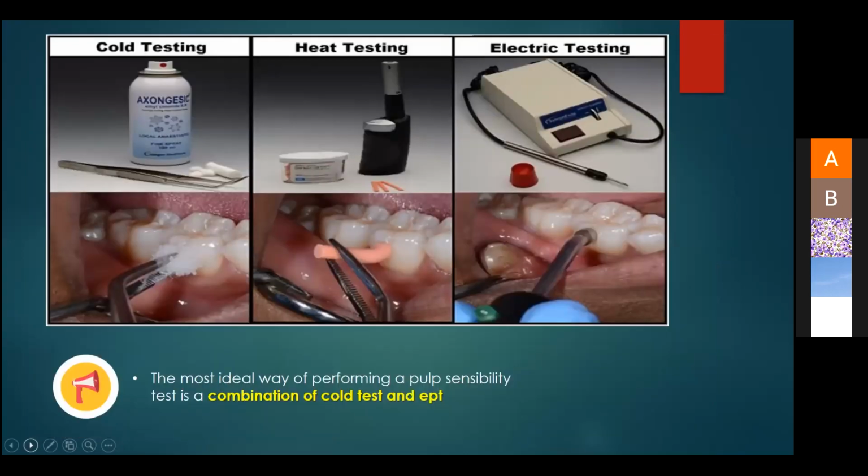So if you summarize the clinical scenario during your posting, what you can do is cold testing, heat testing, and electrical testing. As you can see, in cold testing a stick of ice is used and you put it on the buccal surface of the molar. In heat testing, a heated GP stick can be used, and in electrical pulp testing, an electrical pulp tester can be used. Now, the best combination and very ideal way of performing a pulp sensibility test is a combination of the cold test and the electrical pulp test.